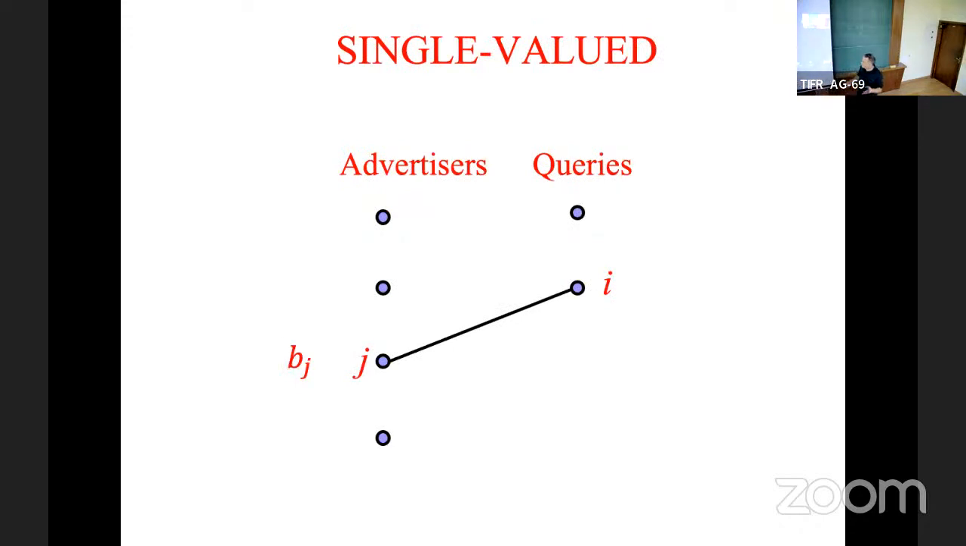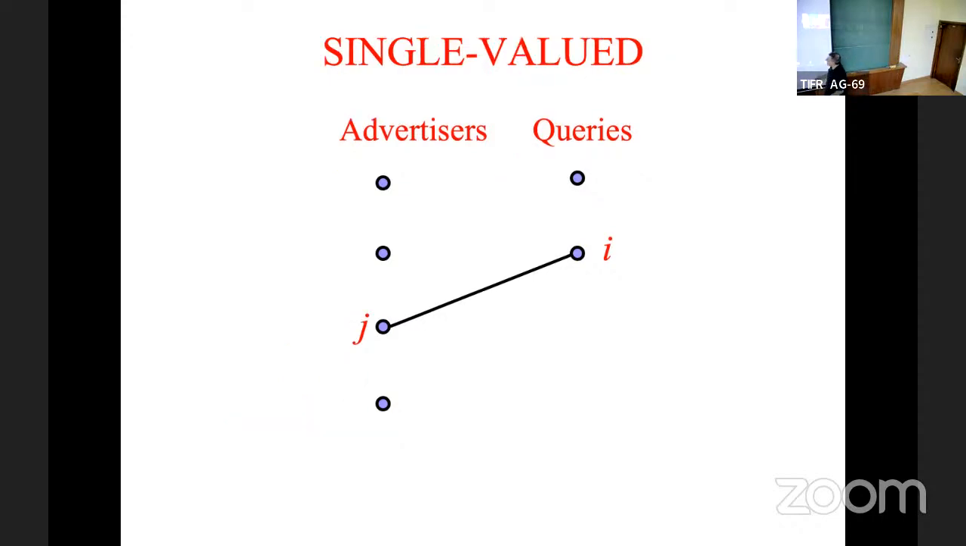I don't know, I have like 2 minutes left of talk. So I call it single valued because each advertiser has only one denomination of bids, not based on the query, but some number b_j. And this advertiser can make only k_j queries, and this k_j and b_j are given as a part of the instance.